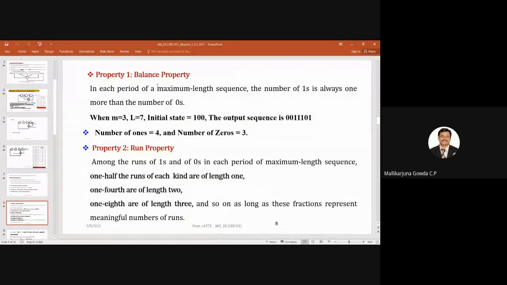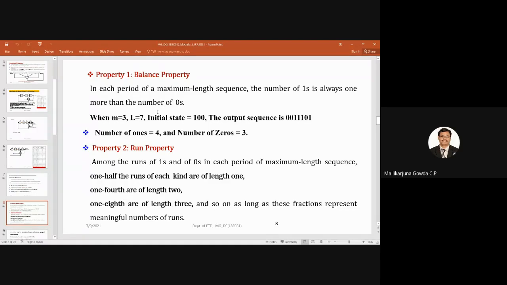Okay, so the first property is known as the balance property. What I said is that in each period of a maximum length sequence, the number of ones is always one more than the number of zeros. Just now I told that, right? So the number of ones will be one more than the number of zeros. That is known as the balance property. And with the equation L equals 2 power m minus 1, 2 power m minus 1 is the number of ones, and 2 power m minus 1 will be the number of zeros.